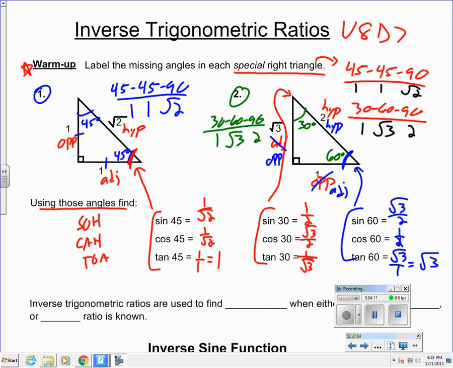So these trig ratios for sine 45, 30, and 60, these show up a lot on the ACT and SAT. The reason is because you can do all of these without a calculator. So that's why these special angles are important, these 45, 30, and 60-degree angles.